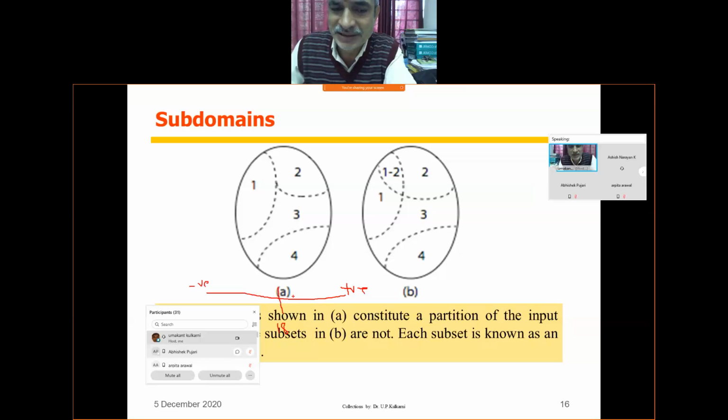Greater than 18 is the one which falls in this particular group, and less than or equal to 18, I said greater than 18, this and including 18, please look into that, this falls under another category. This is partition 1, and this is partition 2.